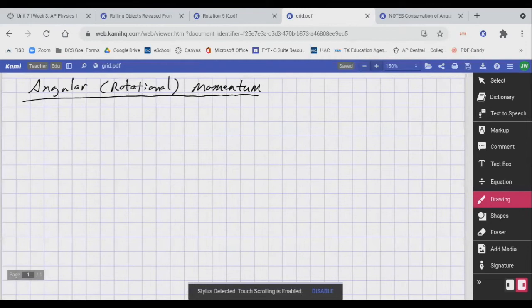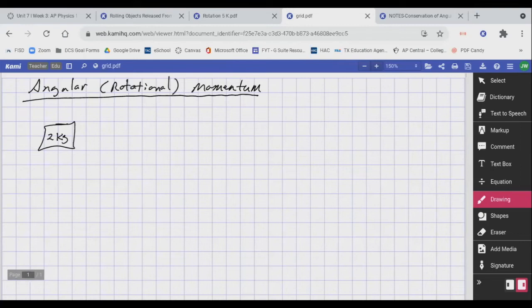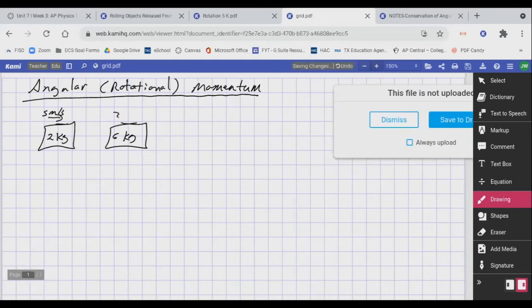So angular or rotational momentum is going to be similar to what we've already learned as far as our linear momentum. If we remember linear momentum, we said momentum before is equal to momentum after. And momentum is simply mass in motion. So if we have two masses, mass one is 2 kilograms, moving at 5 meters per second. It's coming up behind another mass, 6 kilograms, moving at 3 meters per second. They're both moving to the right.